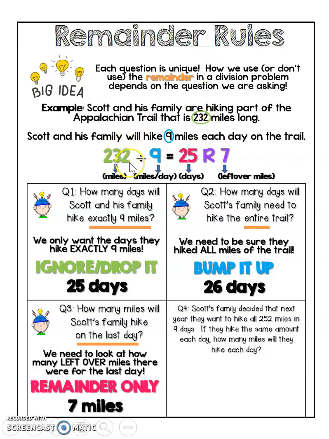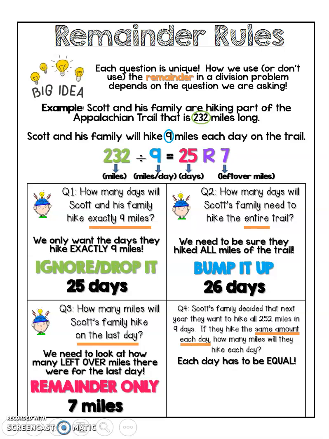So now I'm using the exact same equation, 232 divided by 9 equals 25 remainder 7, but this time the 9 means 9 days. So that means my 25 remainder 7 means 25 total miles plus 7 extra miles. So the key in this kind of question is that they want to hike the same amount each day. So that means I'm not hiking just 25 miles. I'm hiking 25 miles plus a little bit extra. I still have those 7 leftover miles.